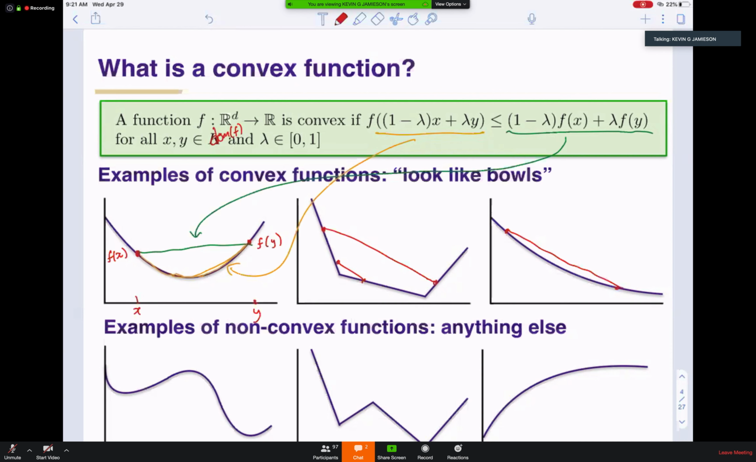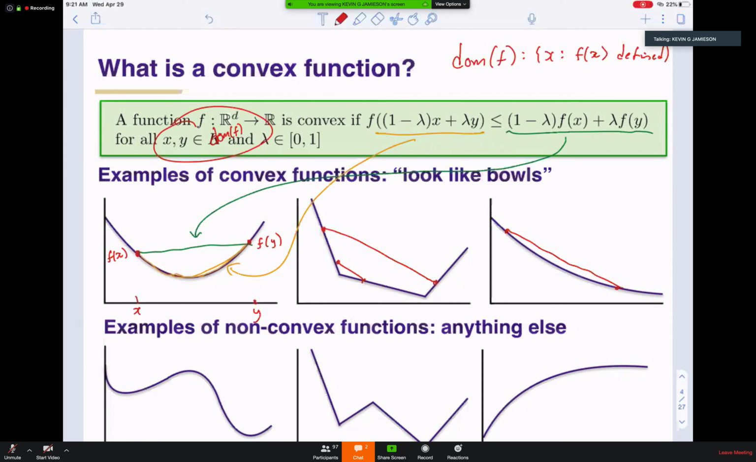And again, these functions can go off to infinity. And what's important here, which is a typo, is that it's for x and y in the domain of f. The domain of f is the set x such that f of x is defined.